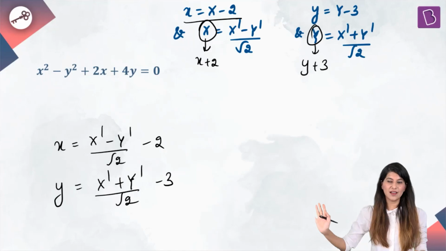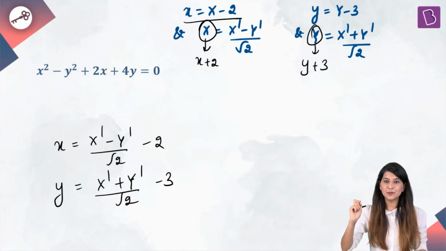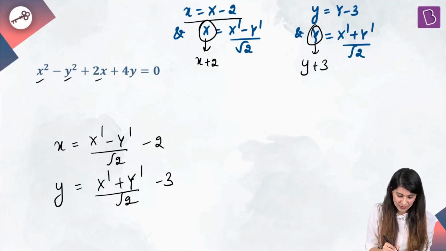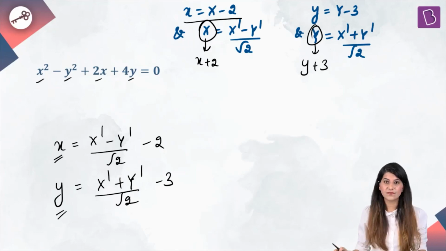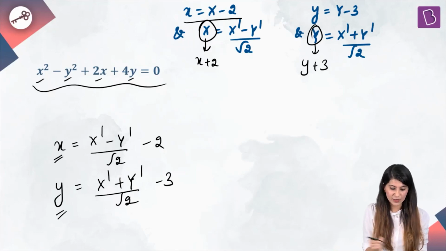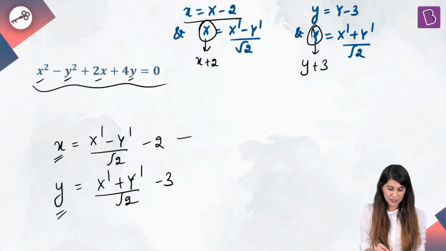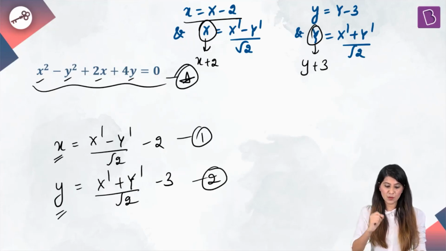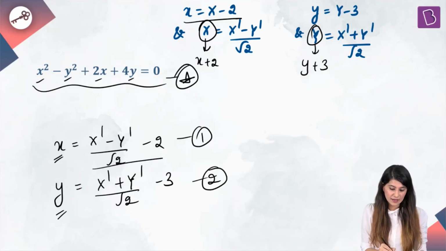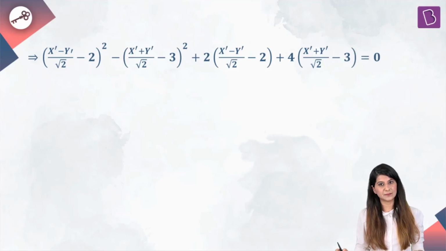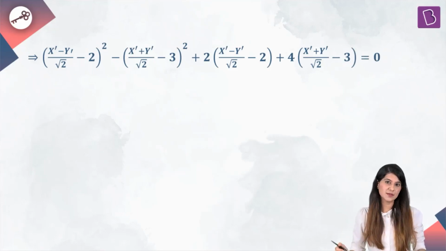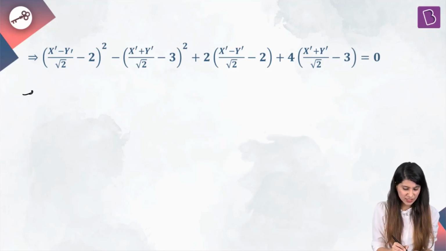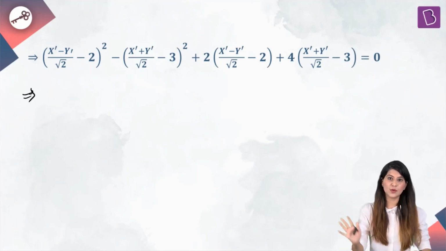We just now need to put these two values in this particular equation. Yes, equation number 1, equation number 2 and the original equation. Let's put the value of small x and small y. From this, if we do that, we'll be getting this complete expression in terms of what? X dash and y dash. Okay, now we just need to solve this as much as possible.